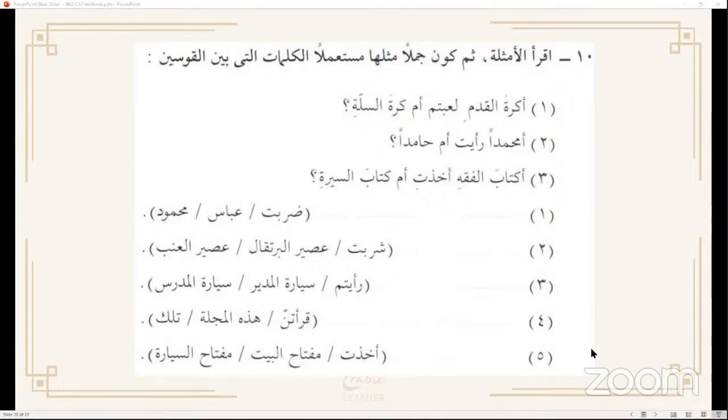Number 5. مفتاح البيت أخذت. Good. أم مفتاح السيارة. Good. أم مفتاح البيت أخذت أم مفتاح السيارة. أم مفتاح, not مفتاح السراج. Not مفتاح. أم مفتاح البيت أخذت أم مفتاح السيارة. That's also correct.